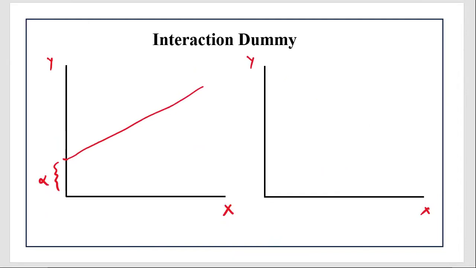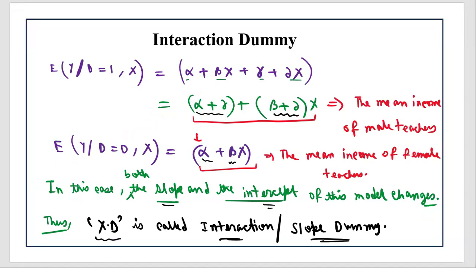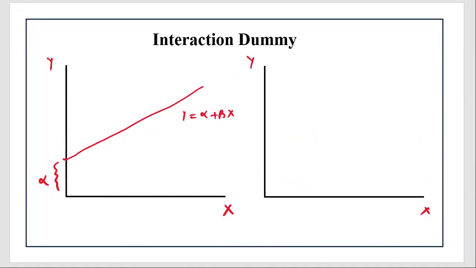It will be a straight line. I am drawing a freehand diagram, so please understand this. It will be a straight line with the intercept alpha. So basically it is measuring y equals alpha plus beta x. This is that line. The alpha plus beta x is the mean income of the female college teacher, right?